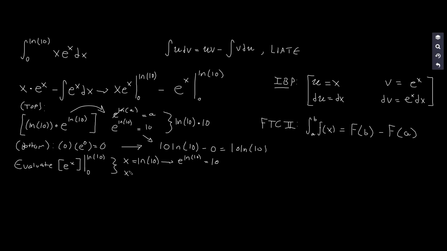Now, if I do the lower bound of integration, 0, that's going to be e raised to the power of 0, which is going to be 1. So this thing is going to become 10 minus 1, which is 9. And so what's going to end up happening is we're going to combine these two, and it's going to become 10 times the natural logarithm of 10 minus 9.